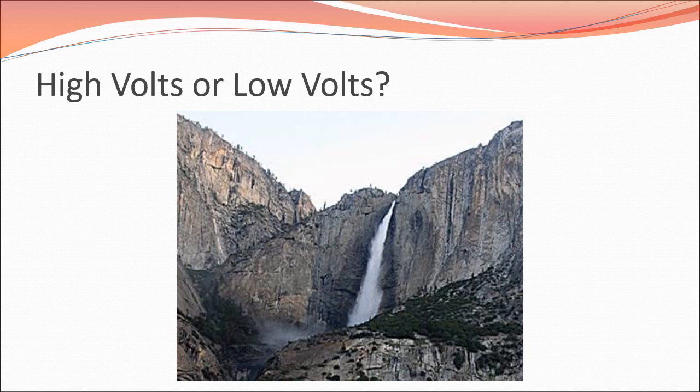If we have quite a high waterfall, there's a large height difference, so there's a large difference in potential between the top and the bottom of that waterfall. If we were to consider this waterfall as part of our electric circuit, we would say there is a large potential difference between the top and bottom of that waterfall. So there would be a large voltage across that point in our circuit.